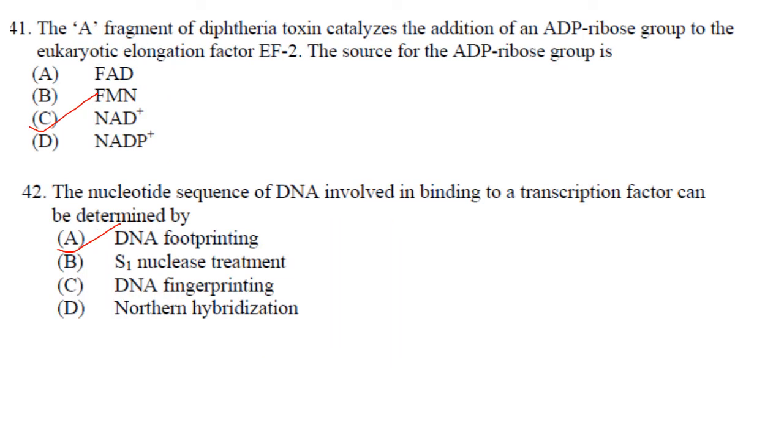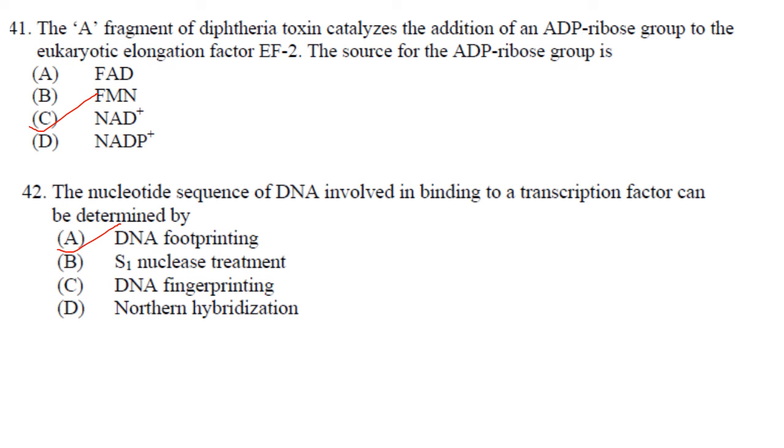Next one. The A fragment of diphtheria toxin catalyzes the addition of an ADP ribose group to the eukaryotic elongation factor EF2. The source for the ADP ribose group is. Options are FAD, FMN, NAD+, and option D, NADP+. Answer is, the source for ADP ribose is NAD+.